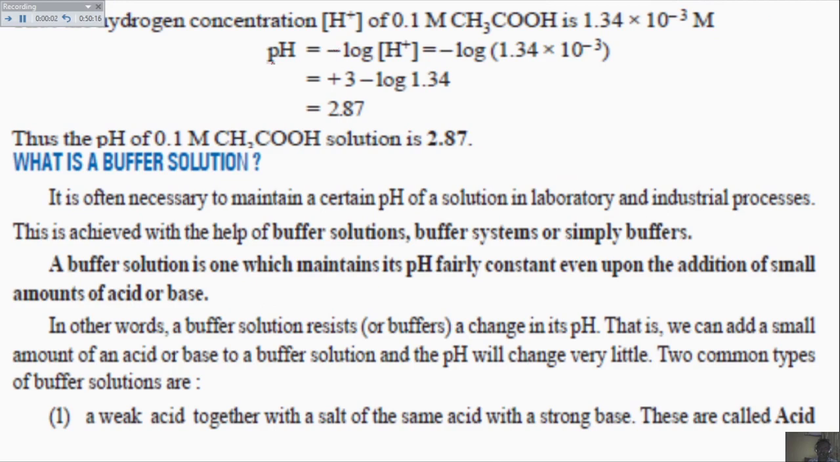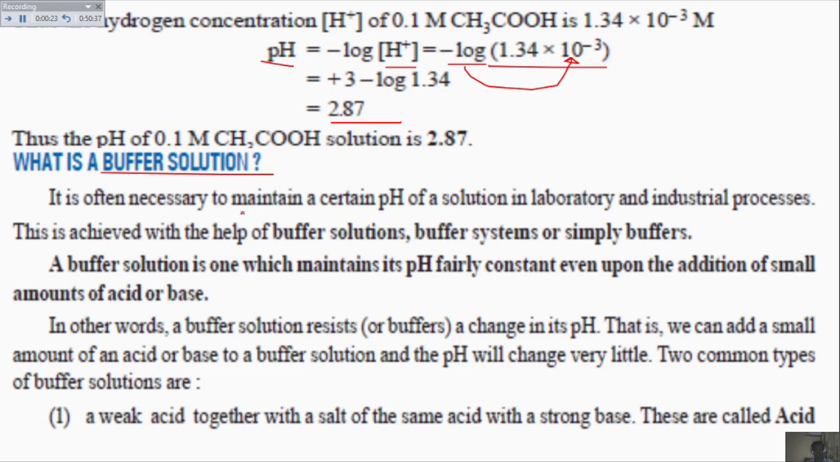We determine the pH: pH equals minus log of H plus. When you take this to this, what will you get? You get 3. Then minus, take this to this. That will give us 2.87.